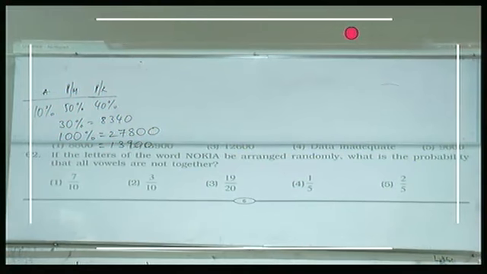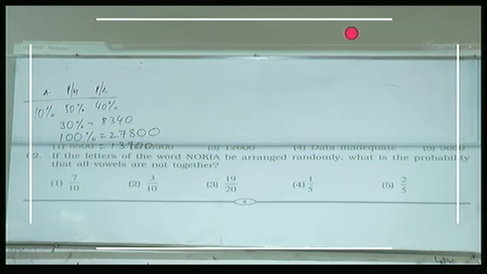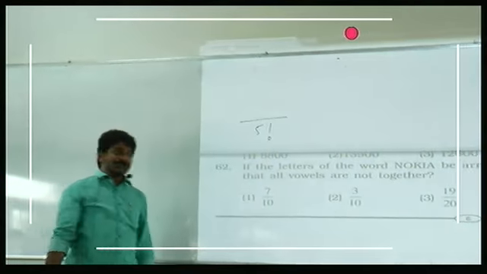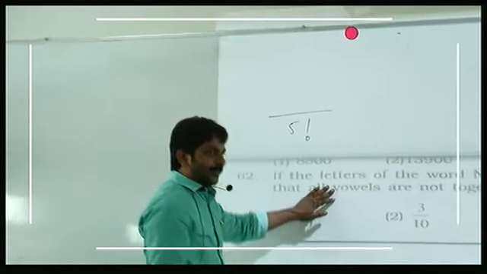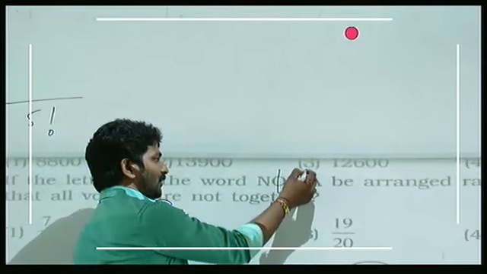If the letters of the word Nokia be arranged randomly, what is the probability that all vowels are not together? You are asked about probability. In how many ways can you arrange 5 letters? 5 factorial ways. So the denominator is 5 factorial. And your condition says vowels should not be together. So how many vowels do we have? 3. 1, 2, 3. Consonants are 2.